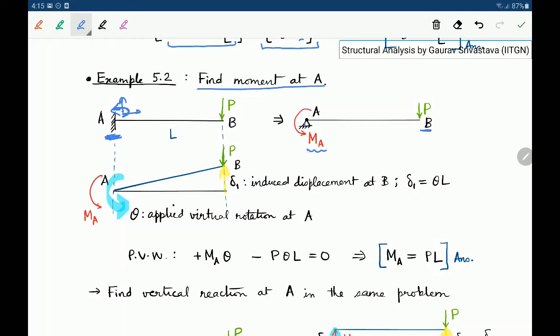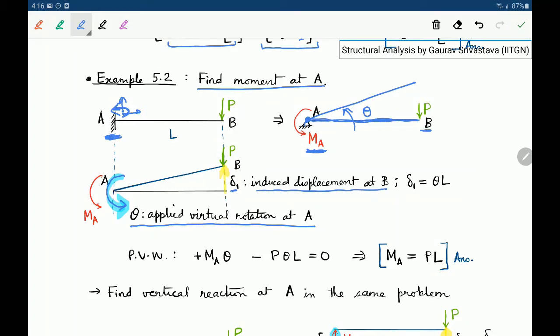Now at the location of MA, we apply a virtual rotation. Okay, so we apply a virtual rotation at the location at A, and this virtual rotation, again, after respecting that this body has to be rigid and that here it cannot translate. So when you apply a virtual rotation, it will deform like that. So basically this beam goes upwards, and at the location where P is applied, there is delta 1, which is an induced displacement at B.